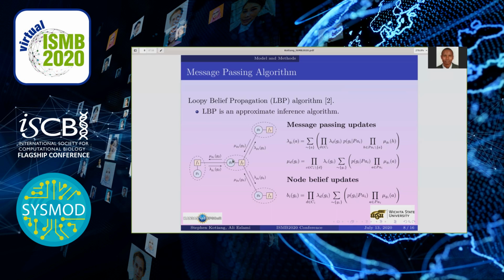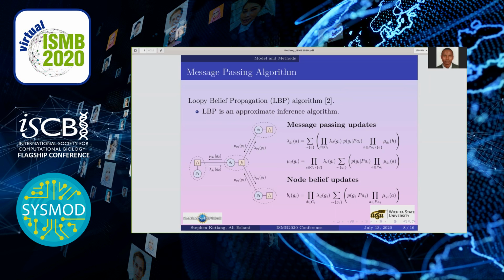In this figure, the messages are described as follows. The lambda messages are messages from the child nodes to the parent nodes, while the mu messages are messages from the parent nodes to the child nodes, which are as well described by these two equations. Then the belief update equation is also given as shown.